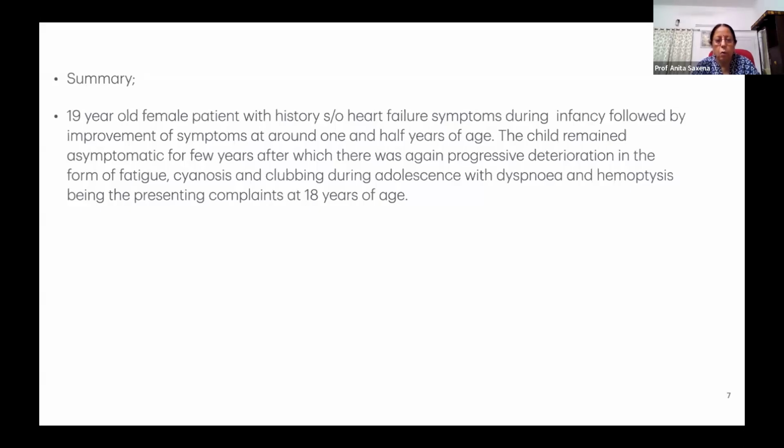I agree that AP window may not go through this phase of heart failure and then Eisenmengerization. It may be severe PH to begin with, and the patient may present earlier than that, but it is definitely one of the differential diagnoses of Eisenmenger syndrome. But yes, statistically, it is much rarer. I agree. Ma'am, can we have a poll question?